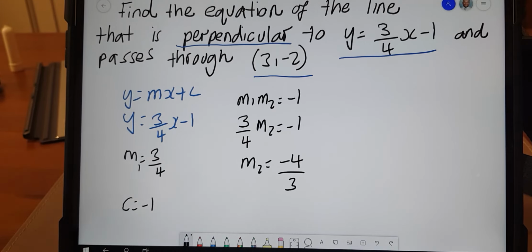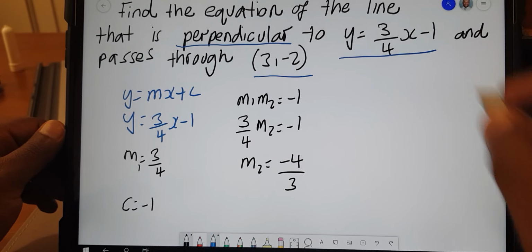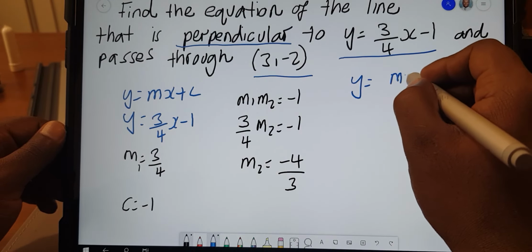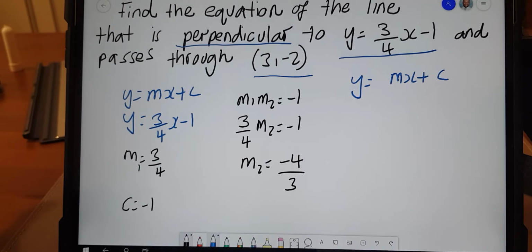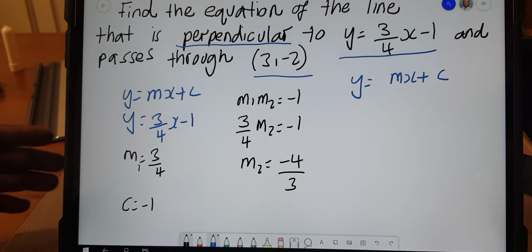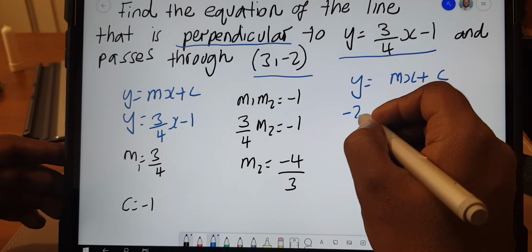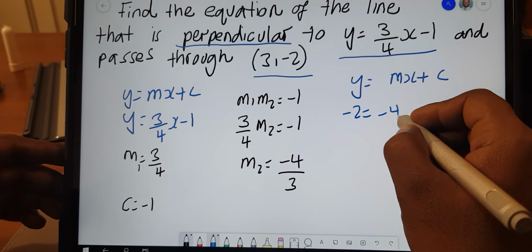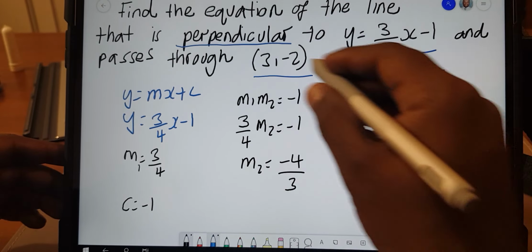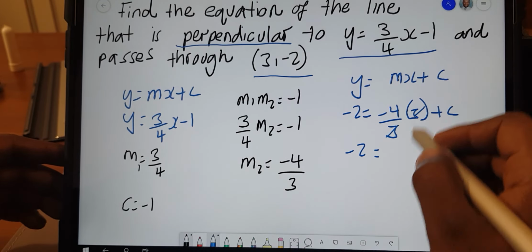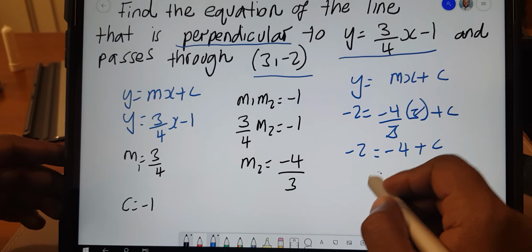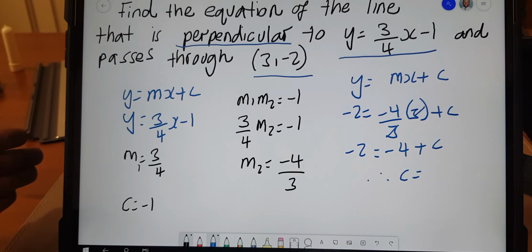So what we do here is use y is equal to mx plus c. In place of y we're going to put -2, and in place of x we are going to put 3. What is y? -2. And what is x? -4 over 3 times 3, plus c. So -2 is equal to, that cancels out, -4 plus c. Therefore my y-intercept in this case is going to be negative 2 plus 4, which is 2.